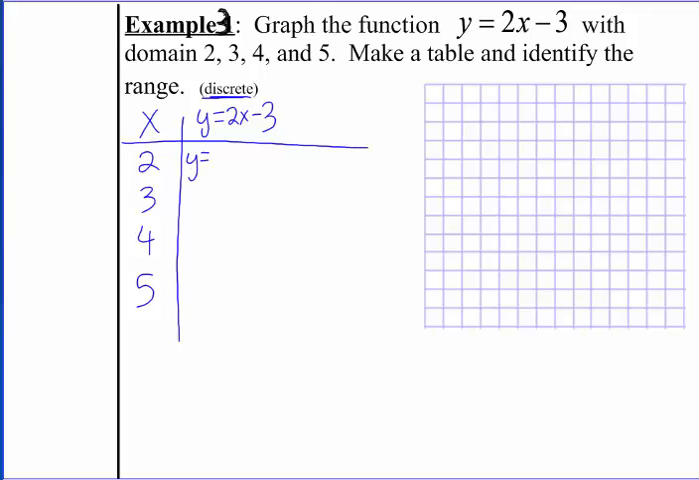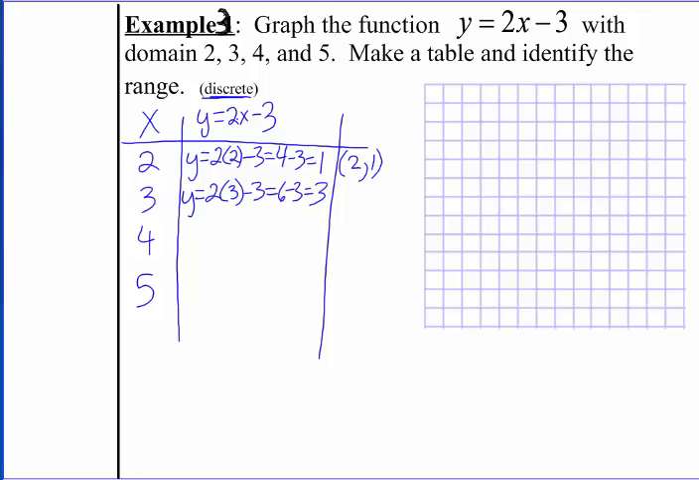So the first one, y would be 2 times 2 minus 3. That's 4 minus 3, which is 1. Next one, y equals 2 times 3 minus 3. So where the x is, I'm replacing each of your x values with the variable x. So that's 6 minus 3, so that's 3. So in the first case, the point is (2, 1). The next case, the point is (3, 3). And then you continue with the rest of your points.